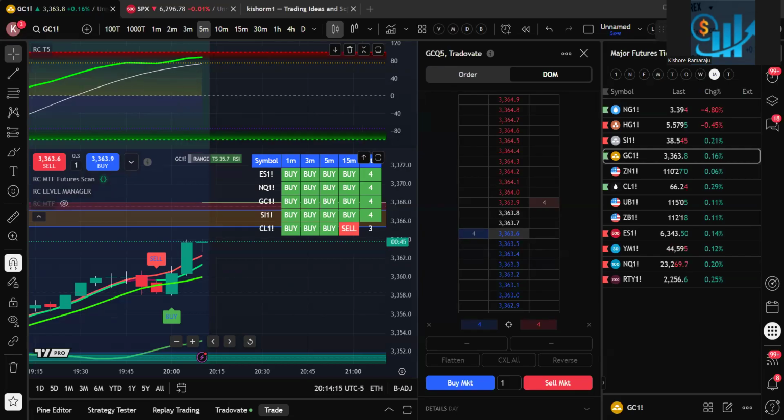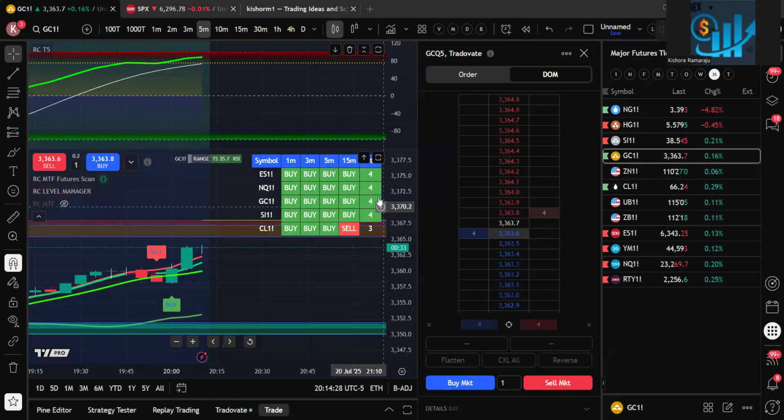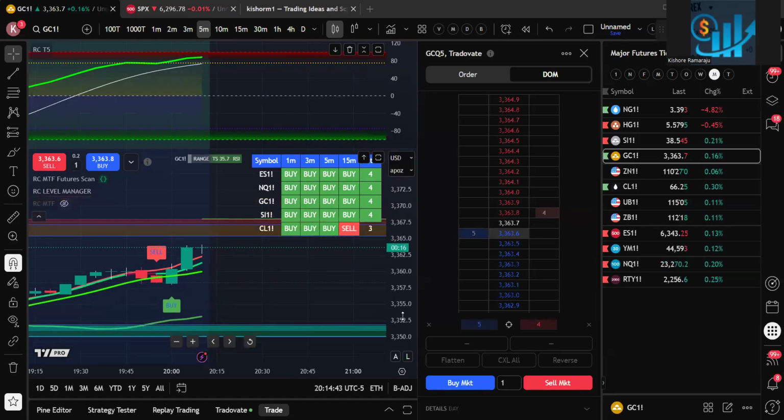So any questions on that strategy? Basically, we are still using the futures level manager. The only thing is to be on the right side of the trend. If the score is 4, buy opportunities. If the score is 0, sell opportunities. If something is 1, 2 like that, that means they are a little choppy. That means in some time frame it is buy, in some time frame it is sell. They are choppy tickers, so you can avoid them.